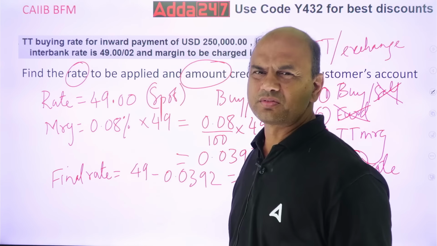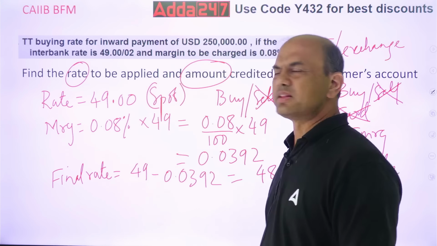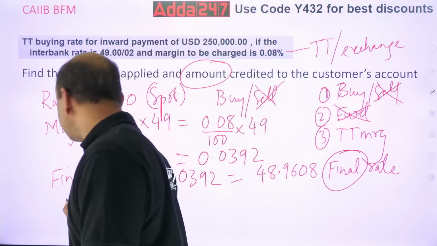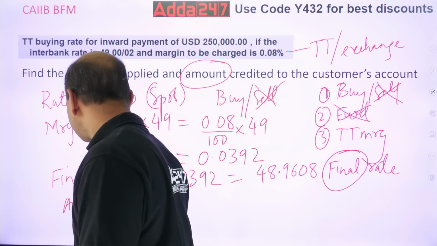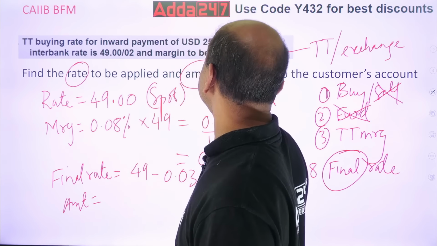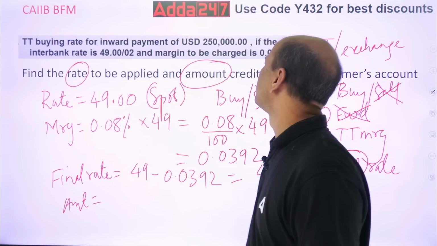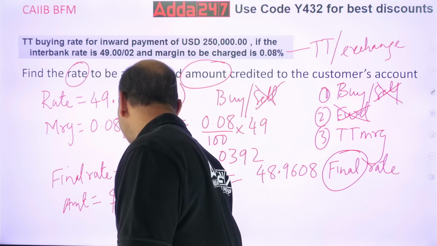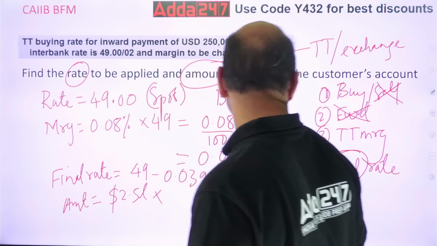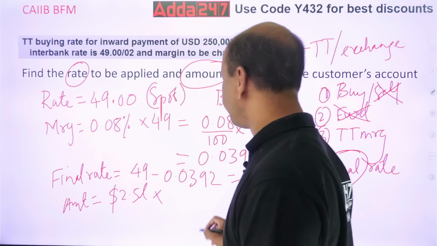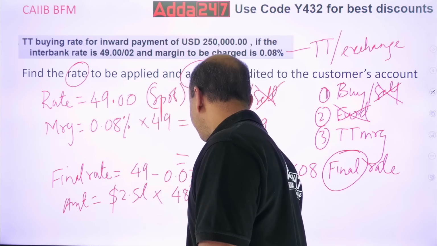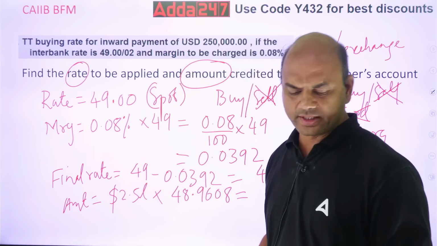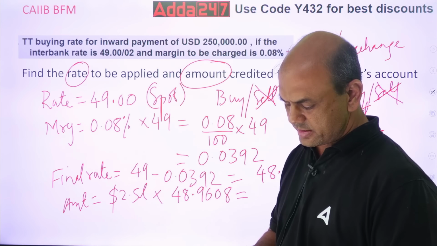Amount is simple now. For calculating the amount, just multiply the rate with the dollars, 2,50,000. So amount equals 2,50,000, 2.5 lakhs, right? So dollar 2.5 lakhs into, what is the rate? 48.9608. Get the answer. 2.5 lakhs into 48.9608. Do it, everyone.